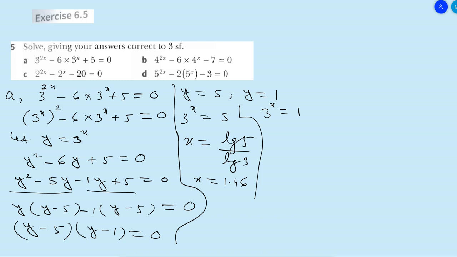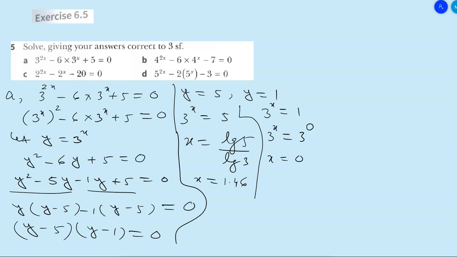How? 3 power x is equal to 1, so we can write this 1 as 3 power 0, because something to the power 0 is always 1. So 1 becomes 3 power 0. And the rule of indices is, if we have the same bases with an equal sign, the powers will be equal. So x is equal to 0.